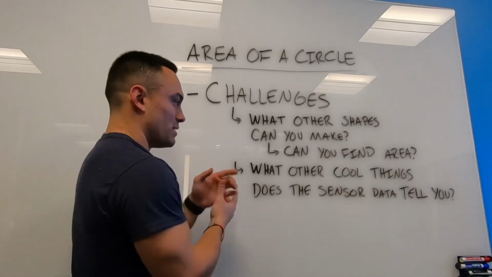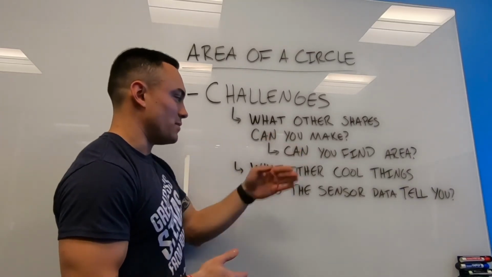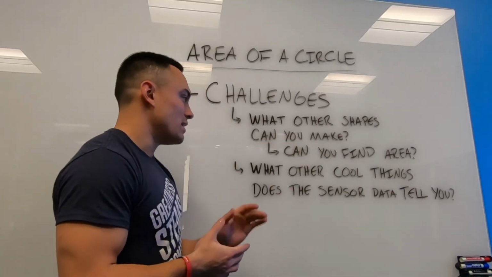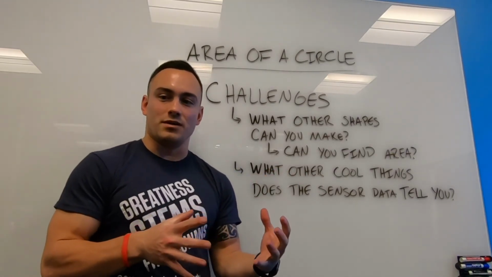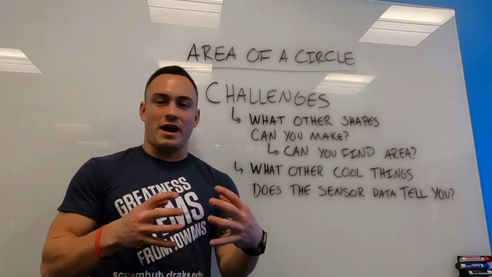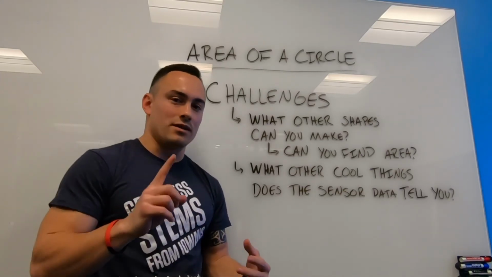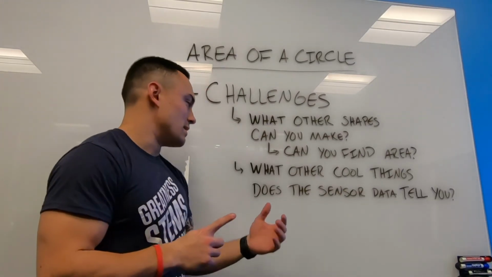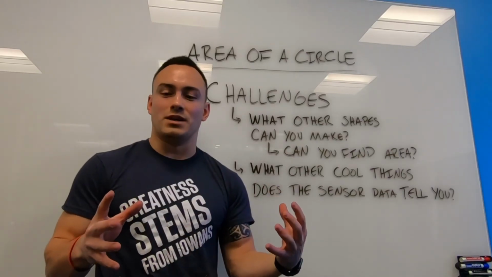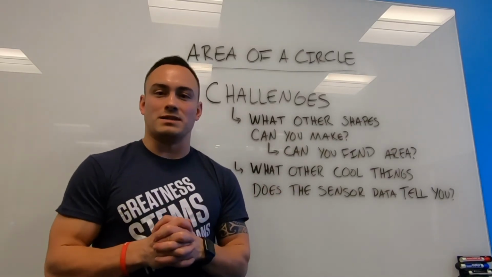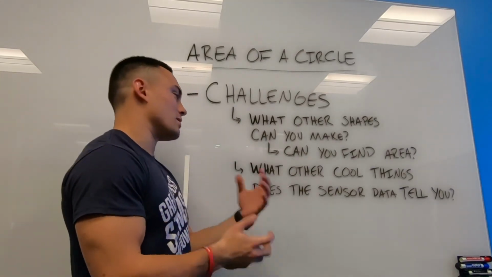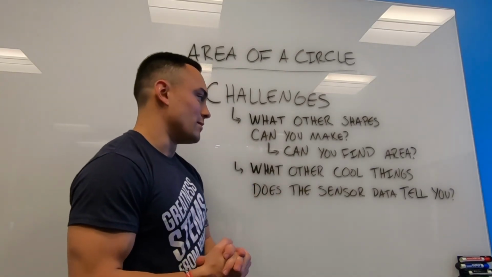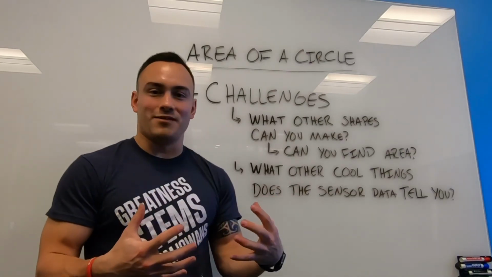Also, the last one, this kind of piggybacks off of the first one, but I want you to look at the other cool things that the sensor data tracks with the Sphero. So we only used that first graph in the sensor data, but if you scroll down on that page, there's a bunch of cool other data points that you get with that sensor data stuff. So you can find the orientation and the speed and all this other stuff. So take a look at that, see what else you can find.